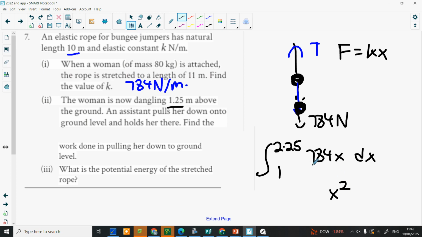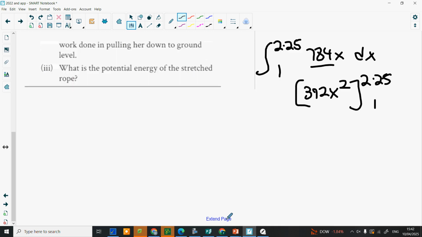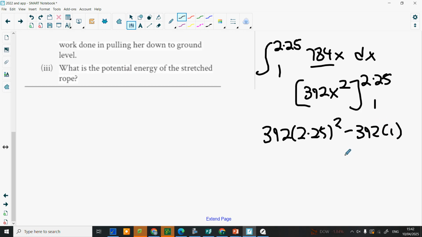So therefore, the work done is by integrating this. We're going to get X squared. We're going to divide by the new power. What's the new power? 2. So it's going to be 392X squared. We're going to integrate that from 1 to 2.25. I'll get the answer now in a second. And when you do that, you get 1,592.5 joules. Okay, and that's the amount of work done on pulling her to the ground.